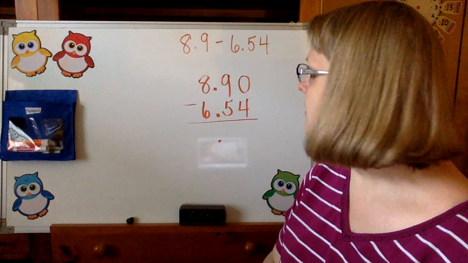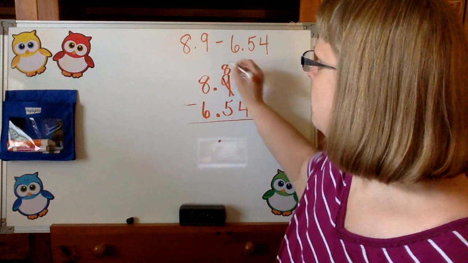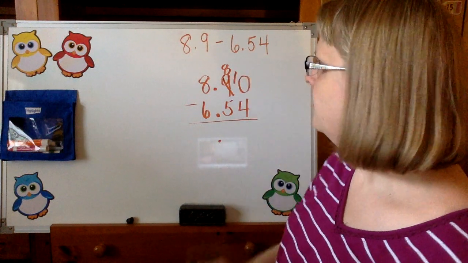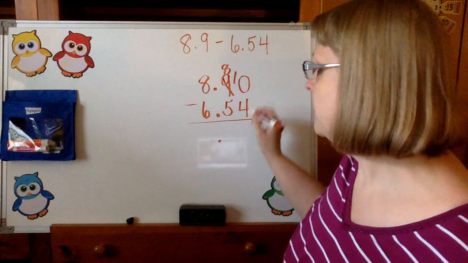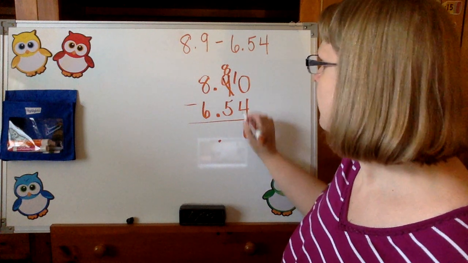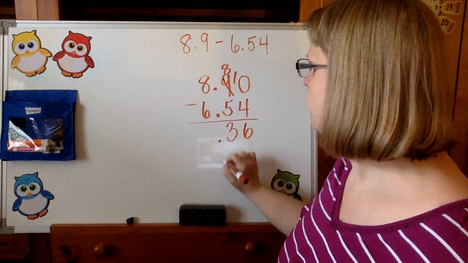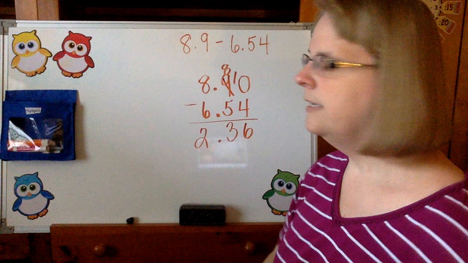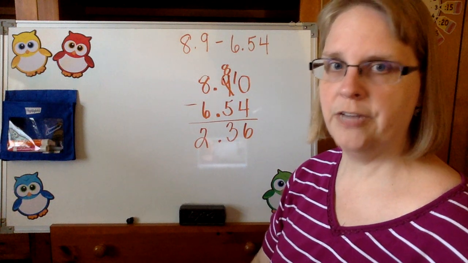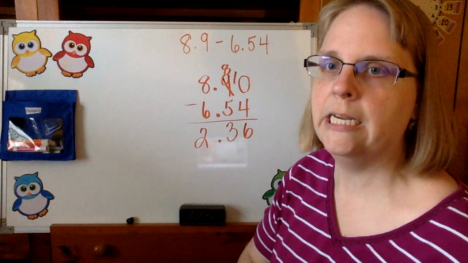All right, so I can't take 4 from 0, so I'm going to go next door. I'm going to borrow 1. I'm going to add the 10 over there. So 10 minus 4 is 6. 8 minus 5 is 3. My decimal's already down here, and 8 minus 6 is 2. So there you have it. I don't have any dollar signs to add or anything because we're not dealing with money.